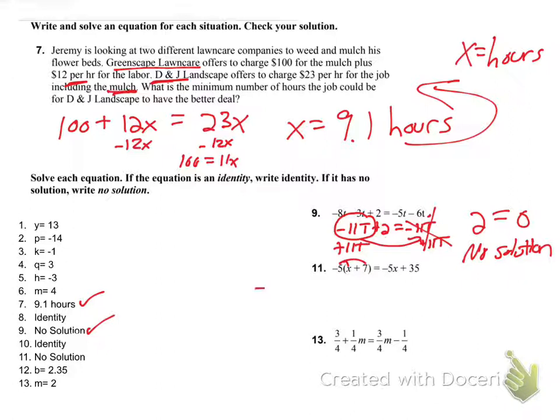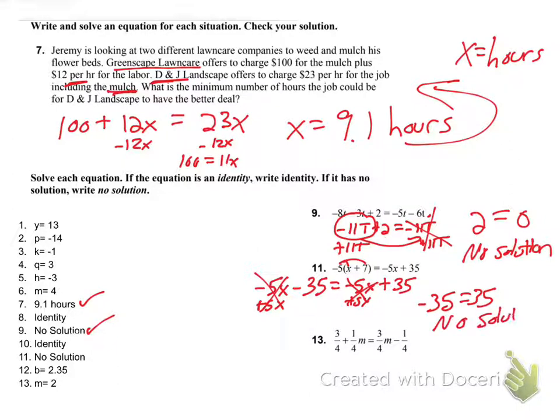All right, so this one we got to distribute. So I'm going to have negative 5x minus 35 is equal to negative 5x plus 35. So if I add 5x to both sides, crosses off here, and then it also crosses off here. So then it has negative 35 is equal to 35. That does not make sense. It is no solution.